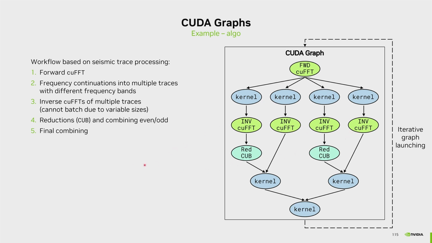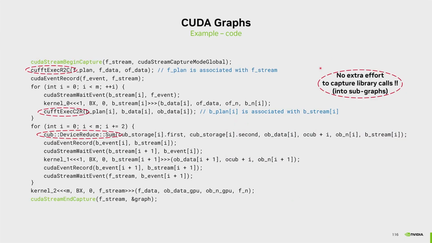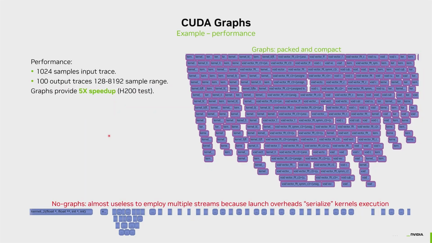And after that, we do some processing. Say here, I run a reduction on every even trace, and then I combine even and odd traces, and then I finally combine all the traces and I iterate. Okay, so that's the code, and I don't want you to understand it. I just want to note here that there is no extra effort to capture library calls, for instance the cuFFT call here or the CUB library call here. It all happens automatically.